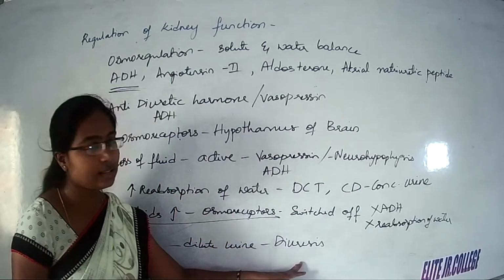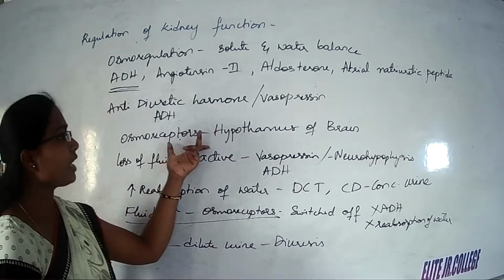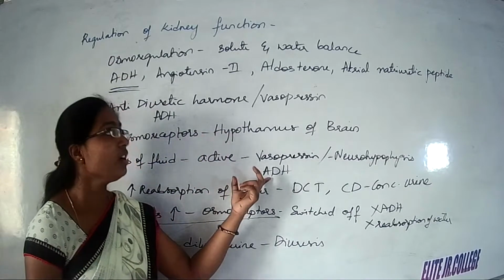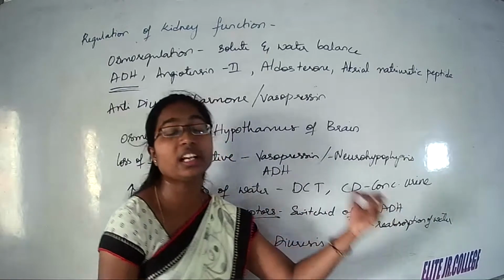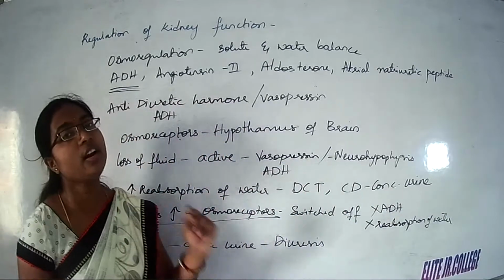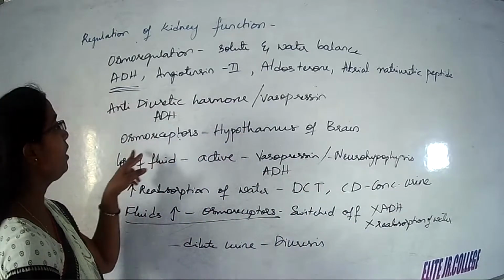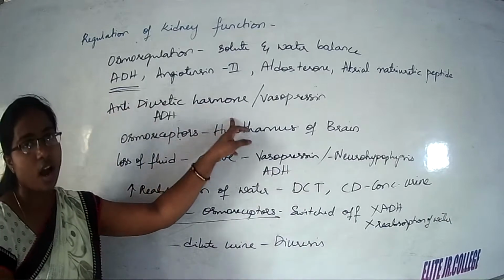That is diuresis. Here we are coming to the antidiuretic hormone. When it is produced from the hypothalamus, it is going to cause the production of concentrated urine. That means here it is preventing diuresis. That is why it is called antidiuretic hormone.